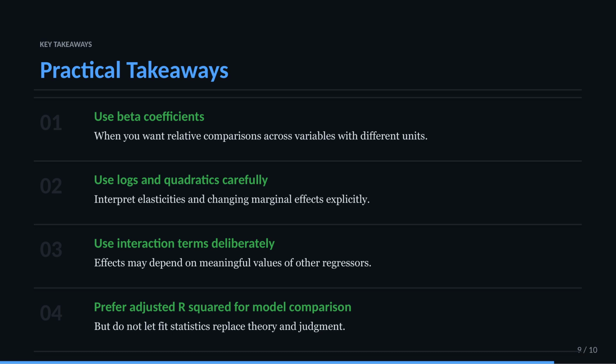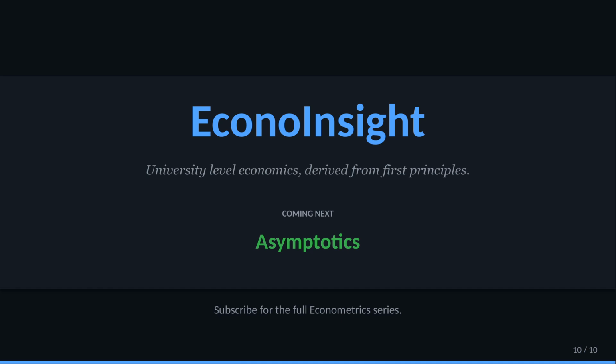So the practical lesson is this: use beta coefficients when you need unit-free comparisons. Interpret logs and semi-elasticities carefully. Treat quadratics and interactions as statements about changing marginal effects, not fixed slopes. Use joint tests when terms belong together. And remember that adjusted R squared is usually the better comparison tool, but still only one piece of evidence. These are the kinds of issues that make regression interpretation feel more like craft than recipe. The algebra matters, but so does judgment about what the coefficients actually mean.